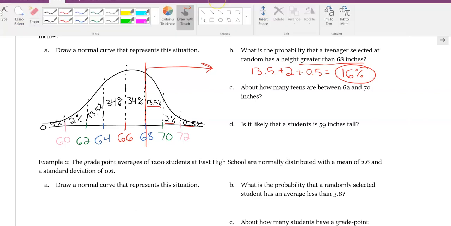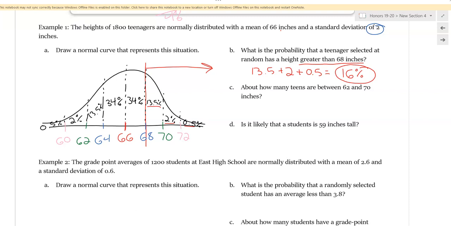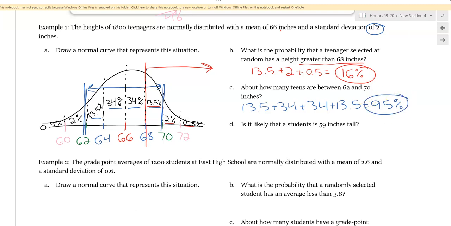Next one, about how many teens are between 62 and 70 inches. Here's my 62. Here's my 70. Between them, now, not bigger than or less than, right? Between the 2. Well, it's all these 4, right? I'm going to add those up. 13.5 plus 34 plus 34 plus 13.5. The only thing you can recognize is that this is within that 2 standard deviations, and so this is going to equal that 95%. Okay, but you can just also add them.